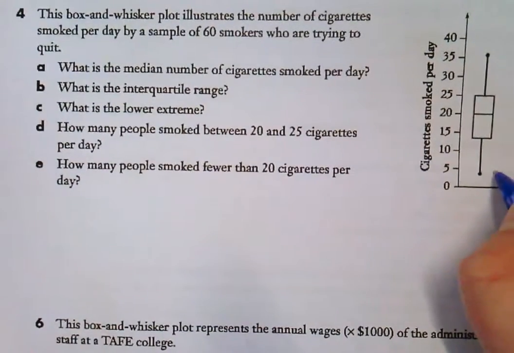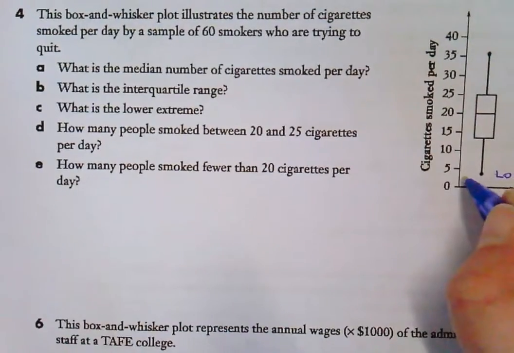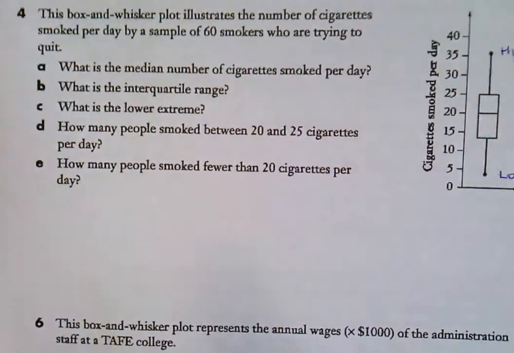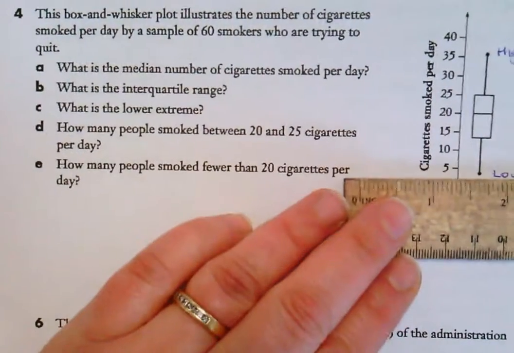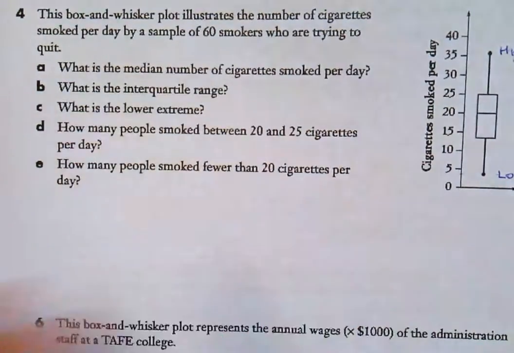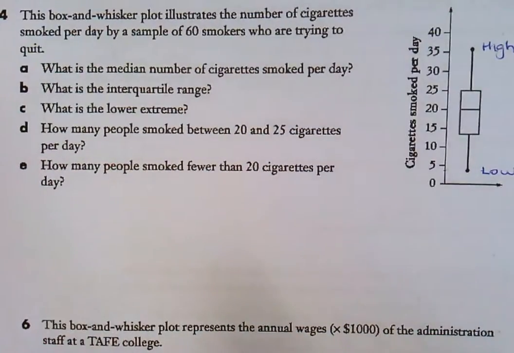Girls, of course, this is the lowest score. Do you see? Because it's got the smallest number. And that's the highest score. But be careful because you're going to need a ruler here to read off that lowest score. And I'm thinking it's not... I think it's a 2. No. 3, 4. Median number of cigarettes smoked per day, the median.